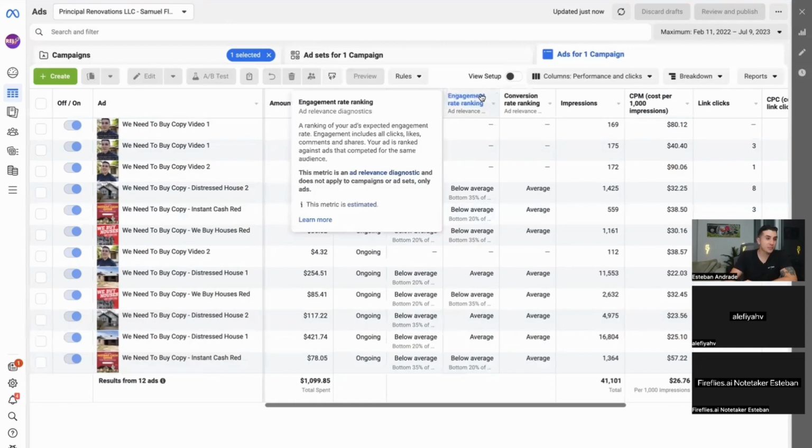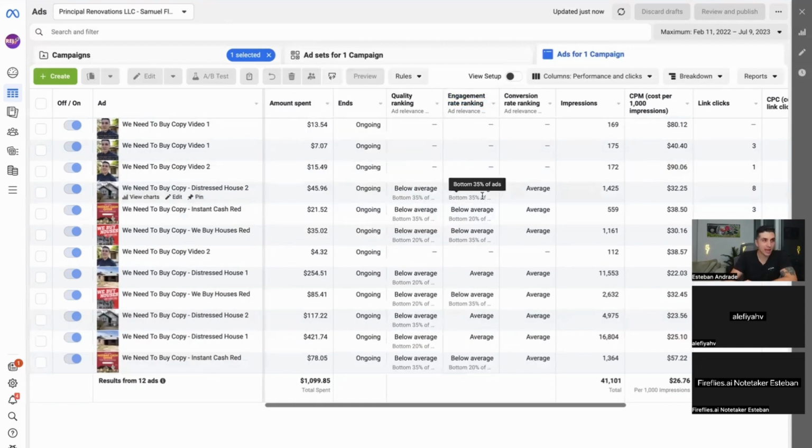So engagement rate ranking, even though it says below average, bottom 35% of ads, whatever, is still giving us results, right? But it is a ranking, and it's like a popularity contest for your ad. It measures how interesting or engaging your ad is to people, and it tells you if people are paying attention to your ad or not. So engagement is measured by how much attention your ad is ultimately getting, right?